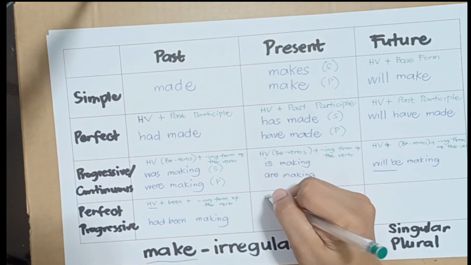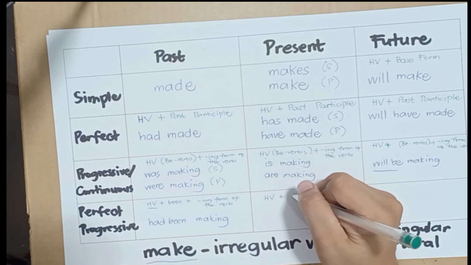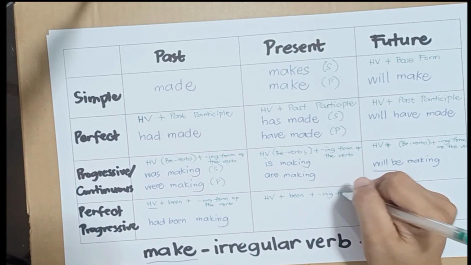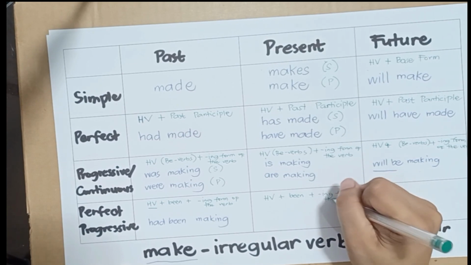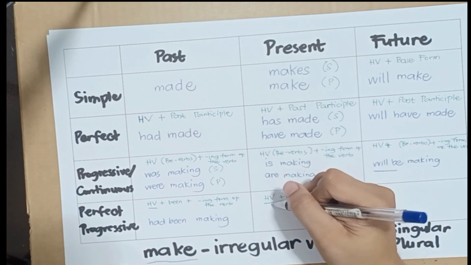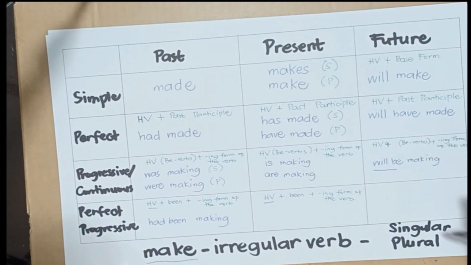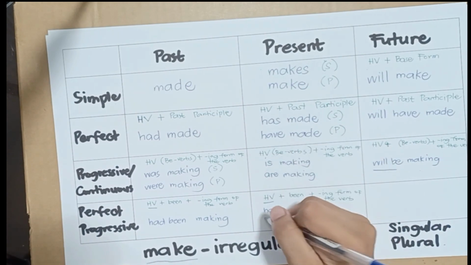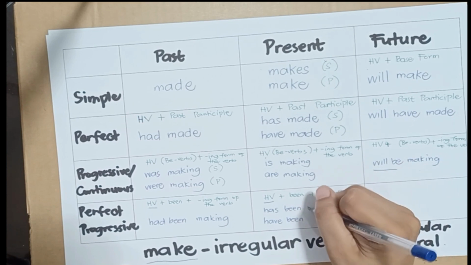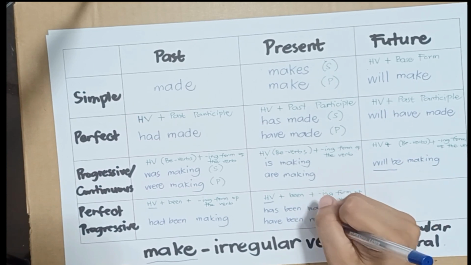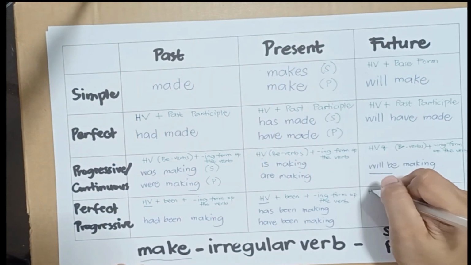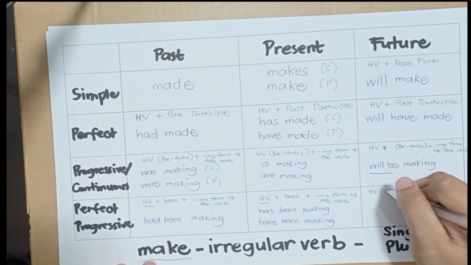Okay, now let's go to present perfect progressive. So there we have two options, but this is the formula, helping verb plus been plus ing form of the verb. But take note, this is already present, so it's either we use has or have. Has, again, is for singular subject. Have is for plural subject. Been, and then ing form. So we have has been making and have been making.